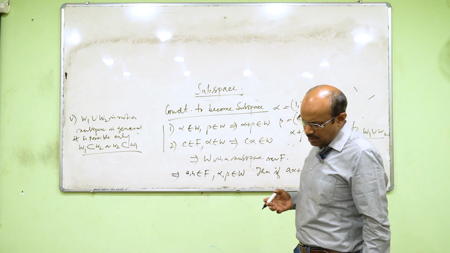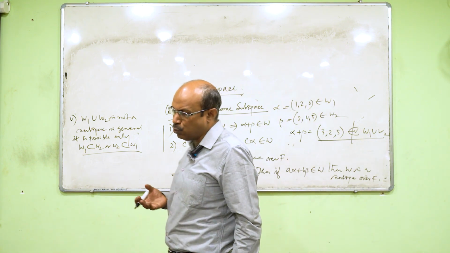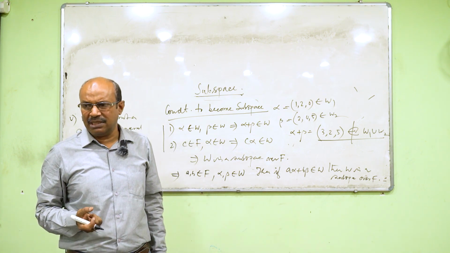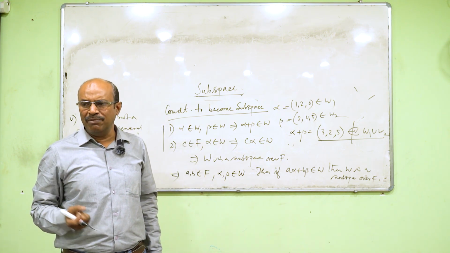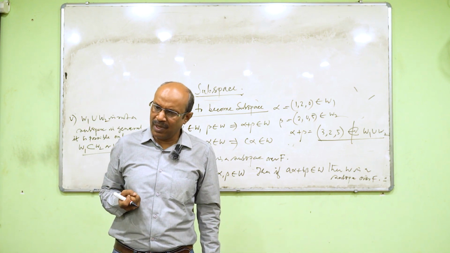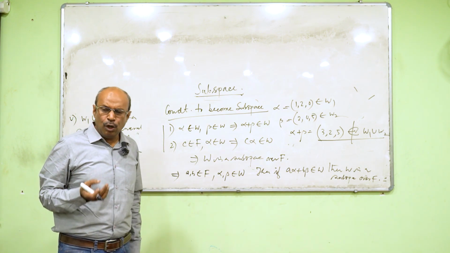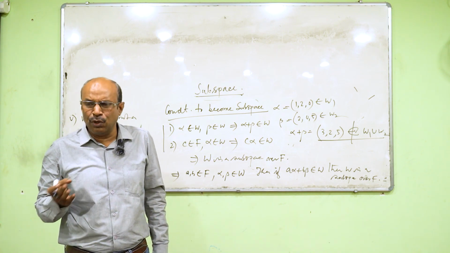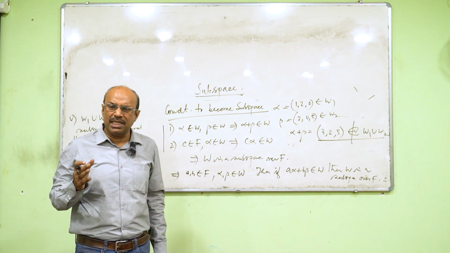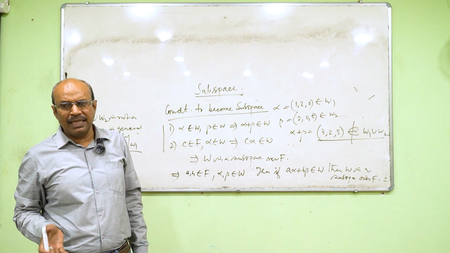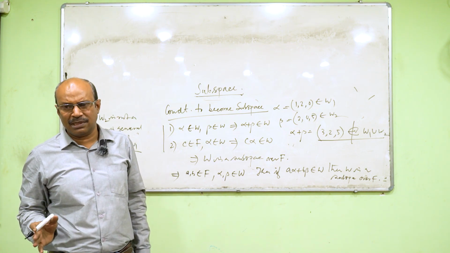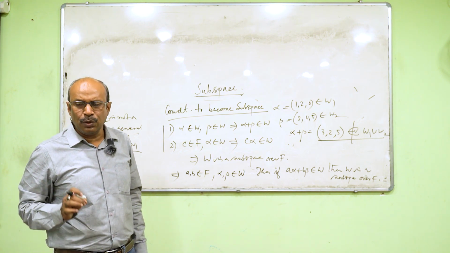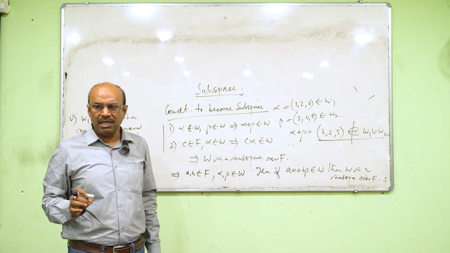So if you are asked how to show a non-empty set is a subspace, at first you have to take two elements from the non-empty set and form a linear combination of these two vectors. If we show this linear combination also belongs to capital W, then you can say capital W is a subspace over the field capital F. This is the basic condition for a non-empty set to be a subspace.